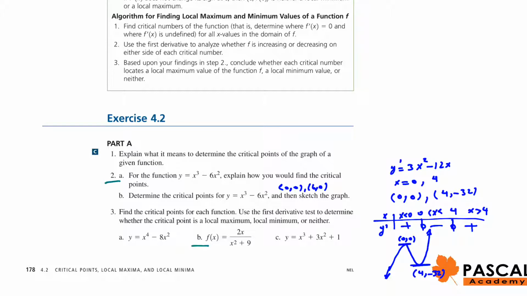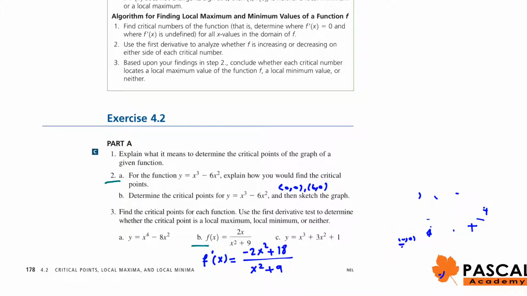Question 3, part B. Find the critical points and determine if it is a maximum or minimum. Derivative of f of x equals 2x over x2 plus 9 is 2 times x2 plus 9 minus 2x times 2x, which is negative 2x2 plus 18 over x2 plus 9. If we set the derivative to 0, the numerator would be 0. X is going to be either plus 3 or minus 3.